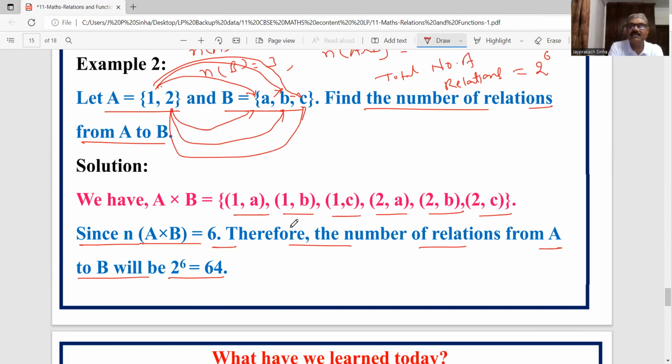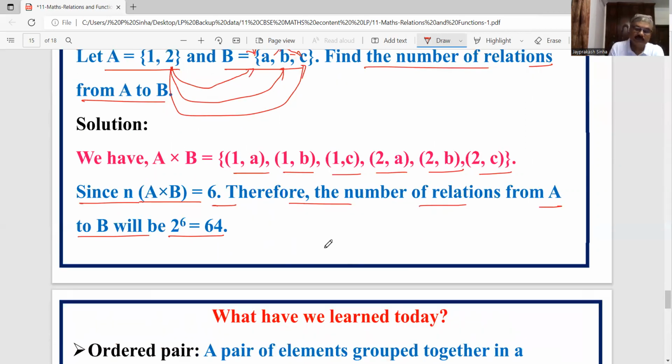Correct. So in the next class, we'll see the next topic, that is called function. Now we'll come to functions. All functions are relations, but all relations are not functions. Why this is the difference, that we are going to see in the next class.